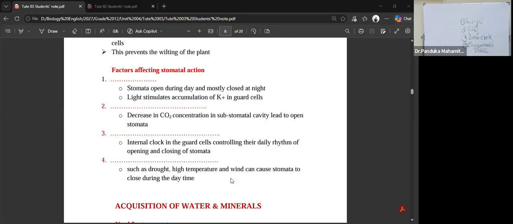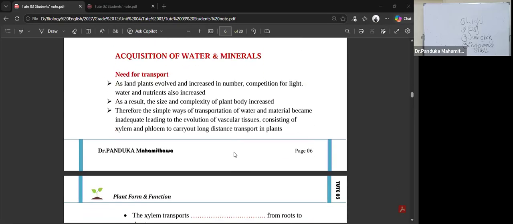So the internal clock in the guard cells controls their daily rhythm of opening and closing the stomata. Right. Number four is environmental stress. Environmental stress, such as drought, high temperature, and wind, can cause stomata to close even in the daytime. Right? Even in the daytime.